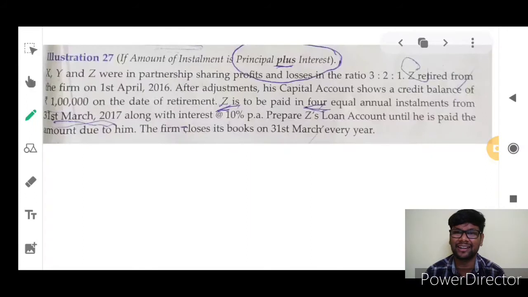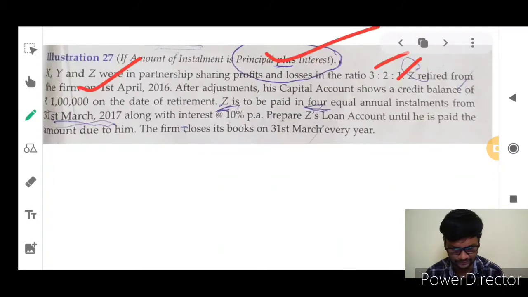For your better understanding, I have a few illustrations. If the amount of installment is principal plus interest, so they have chosen the installment method. So here, principal plus interest, the firm is ready to give to the retiring partner. X, Y and Z were partners sharing profits and losses in the ratio of 3:2:1. So it is their existing profit and loss sharing ratio, 3:2:1. Z retired from the firm on 1st April 2016. Z is retiring from the partnership firm on 1st April 2016.